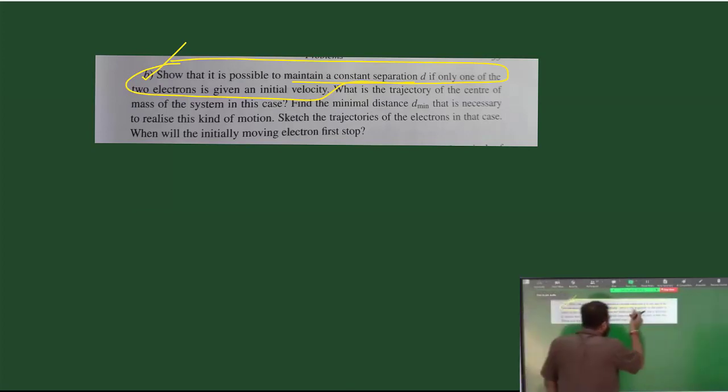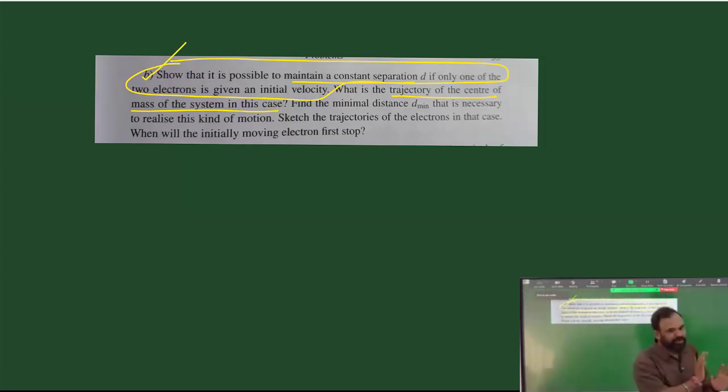And if this happens, what is the trajectory of the center of mass of the system in this case? Remember, in the previous problem, the center of mass stayed at rest. The only reason was that the external magnetic field applies the two magnetic forces in such a way that it stays at rest. But that is not a general result. That was a special combination. Now, here, if you have to maintain distance, the question setter is saying that the center of mass won't stay at rest. It will follow some trajectory. Derive the equation of the trajectory.